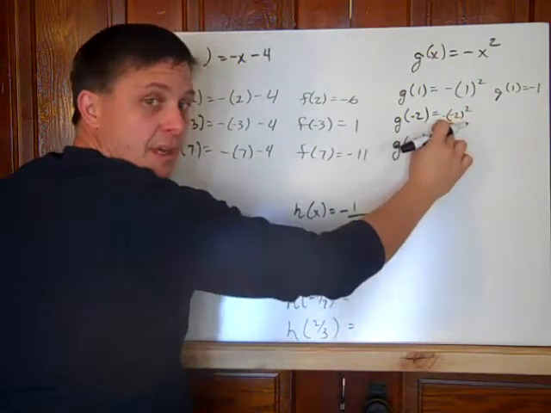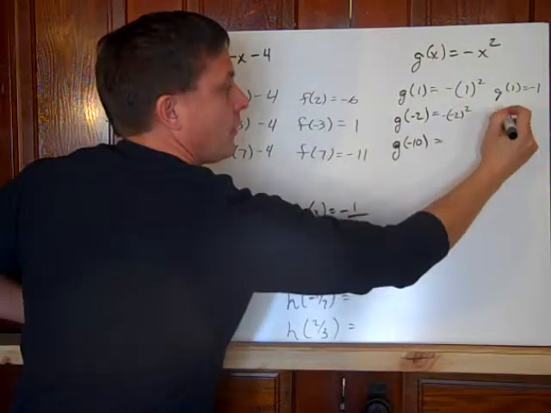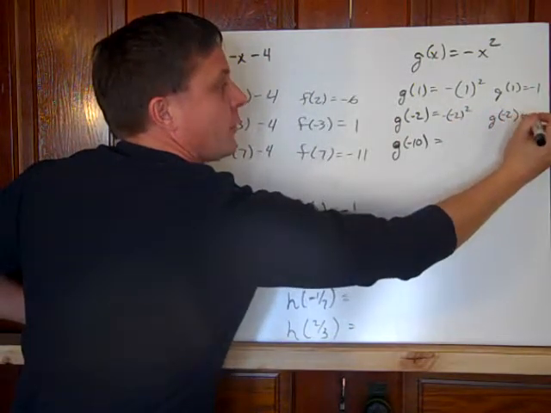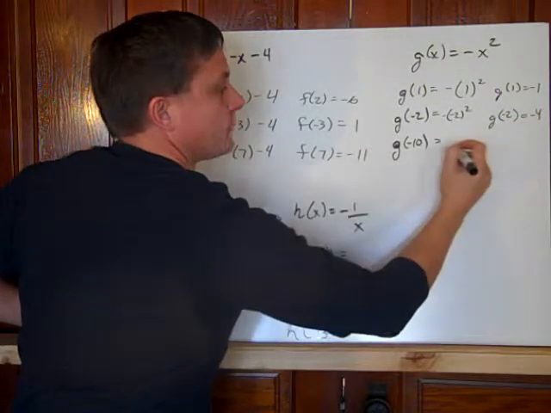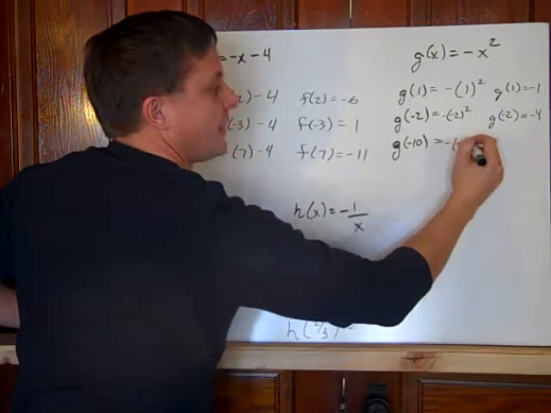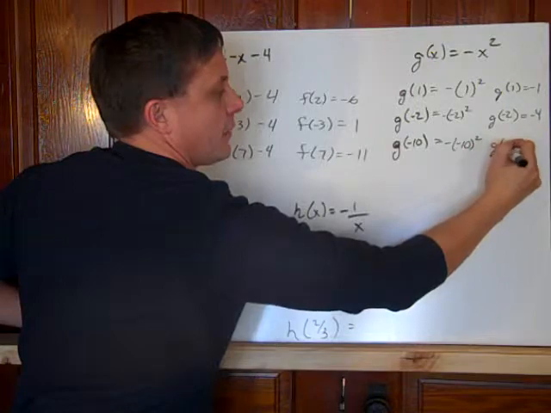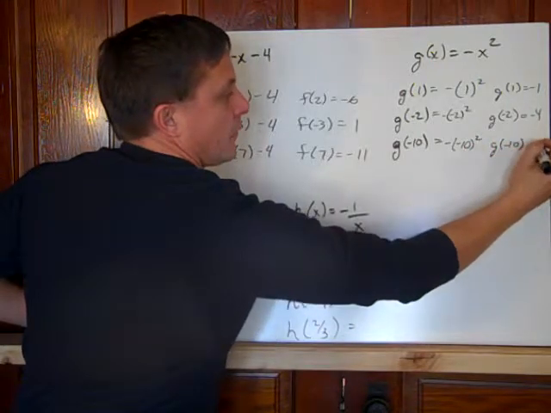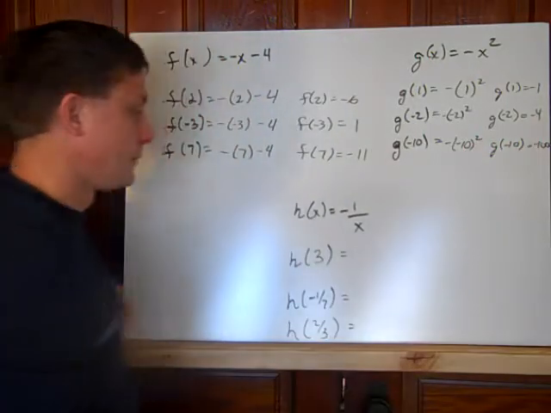On this one, be careful. Negative 2 squared is positive 4. And the negative outside, there's 3 negatives there. That makes this negative 4. Likewise, on the negative 10, it doesn't have to be pretty. It can be big, too.